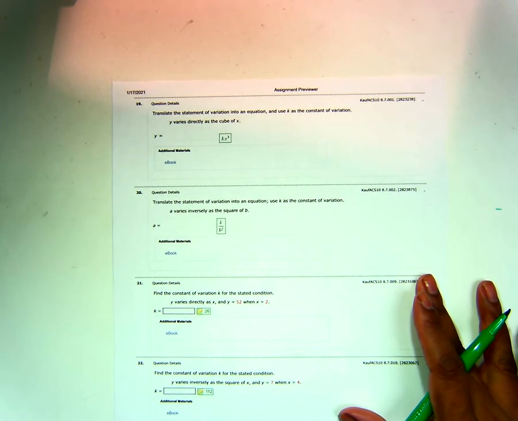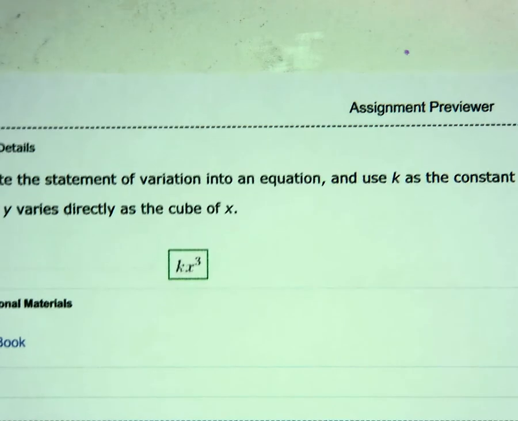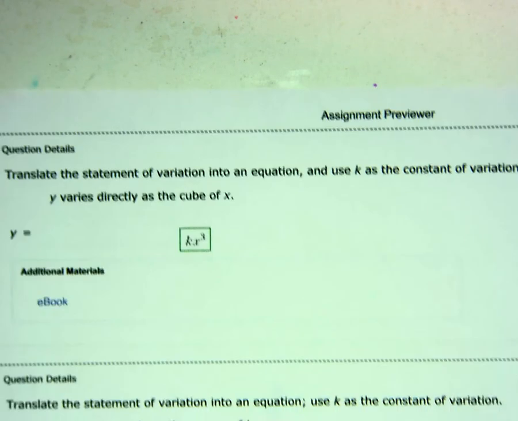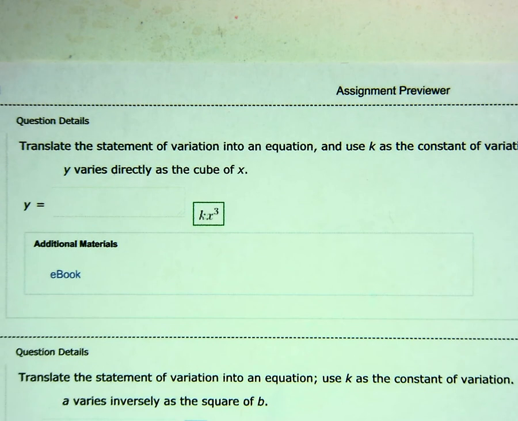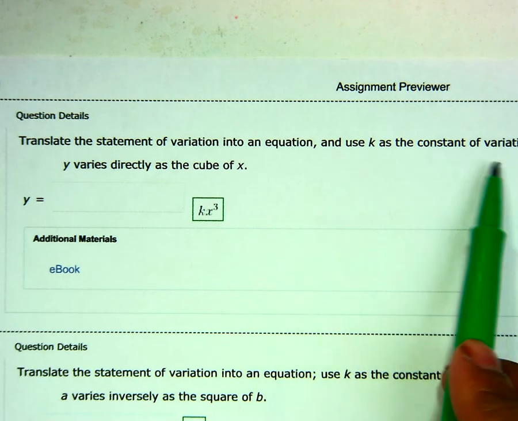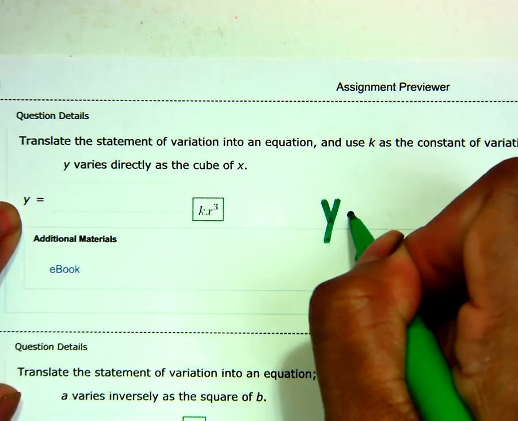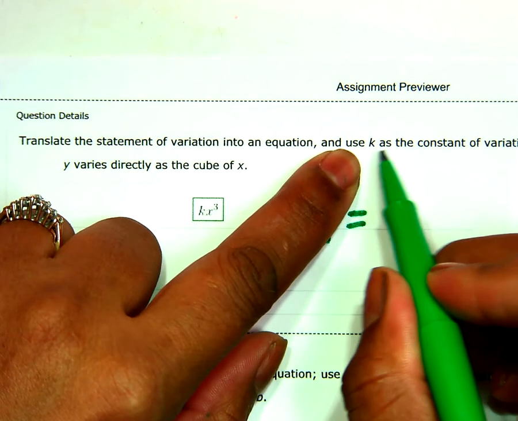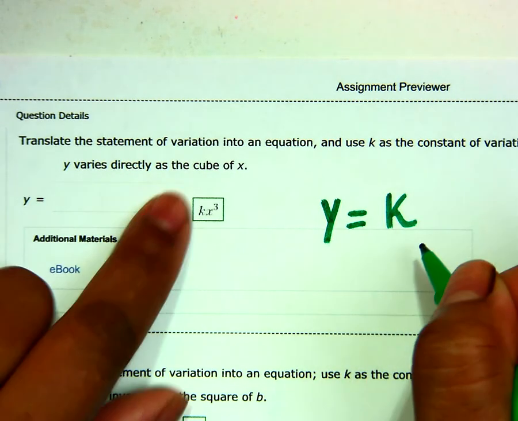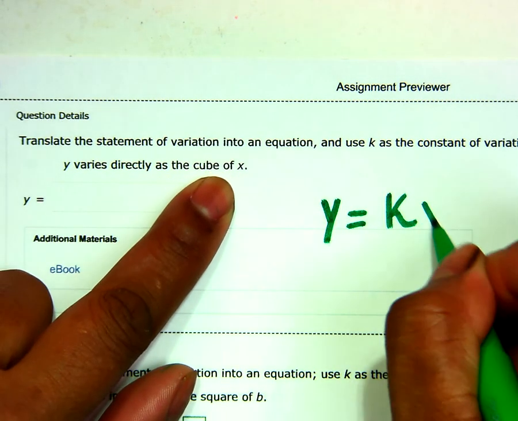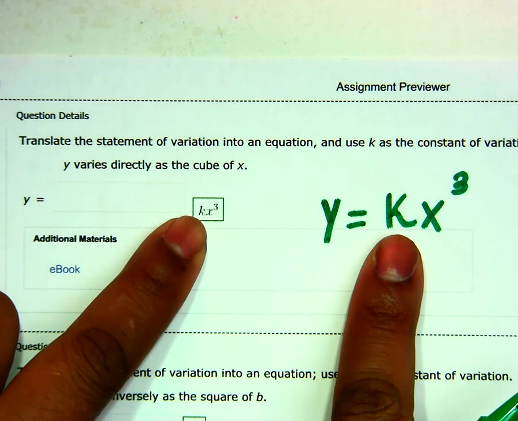Alright, the next 4 problems will require us to read very carefully. So this will be the ideal time for us to actually look at it. Let me zoom this out just enough so you can see it. Okay, for 19, it says y varies directly as the cube of x. Then it says up here, use k as the constant of variation. So I've got my equation, which is y equals. I have to have a constant because it says it right here. My constant is k. Then it says the cube of what? x. So x cubed. There is your answer.